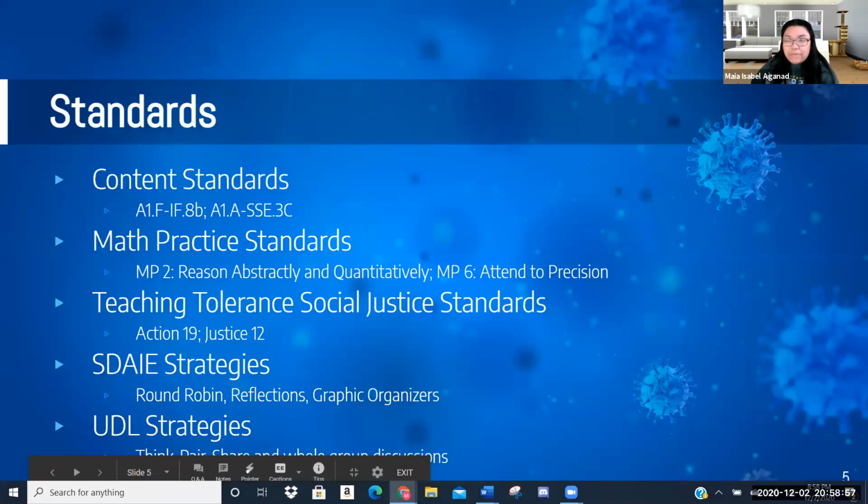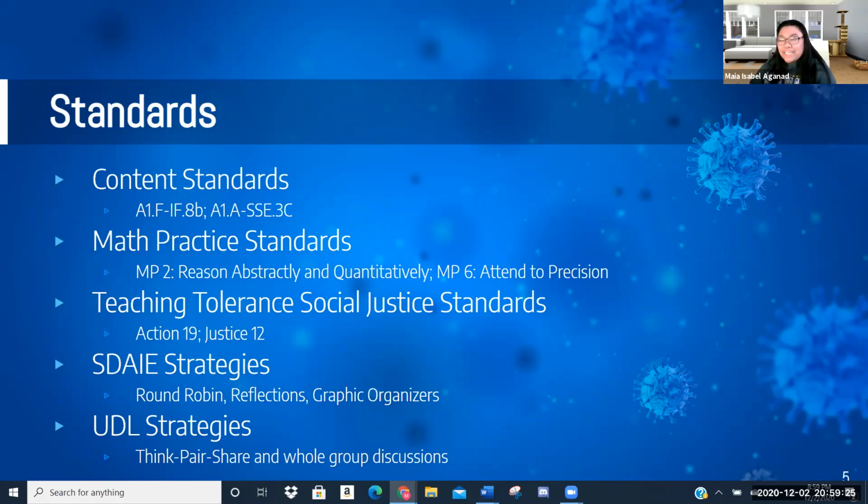So here are the standards that we chose that best reflect on the lesson. For our content standards, those listed focus on properties of exponents to interpret and transform exponential functions. The two math standards that we chose are Math Practice 2, which are to reason abstractly and quantitatively, and Math Practice 6, which is attentive precision.